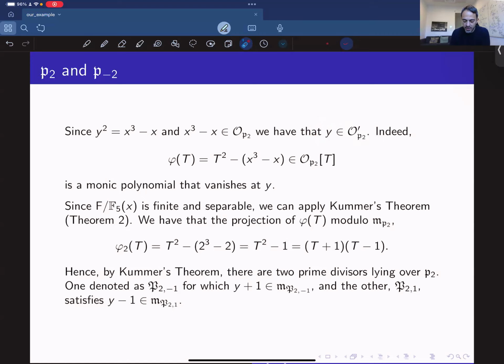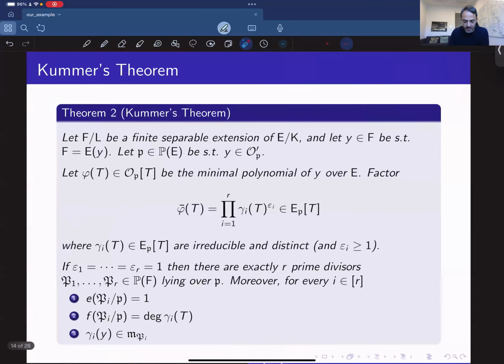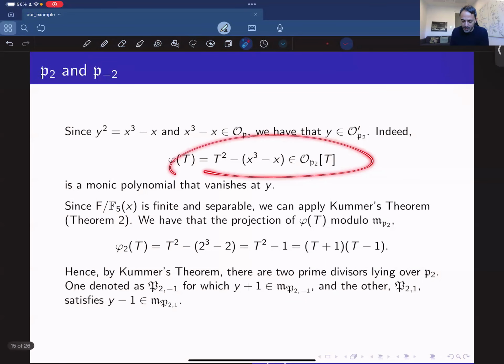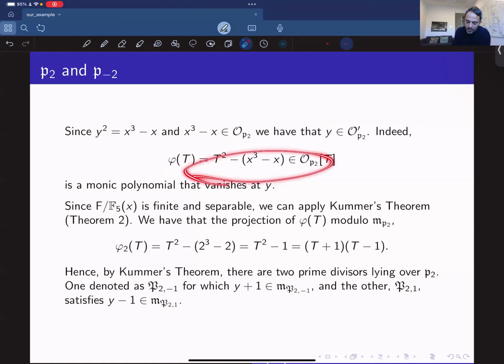And since our extension is finite and separable, trust me, we can apply Kummer's theorem. You can show that using some Galois theory, but we can apply Kummer's theorem, the theorem that we just stated. And that theorem tells us that we should factor the minimal polynomial. That's definitely the minimal polynomial. It's a degree 2 polynomial, and we don't have a degree 1 polynomial that y vanishes at, because then y would have been in E. So that's the minimal polynomial.